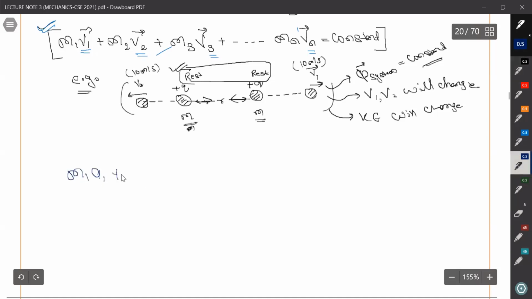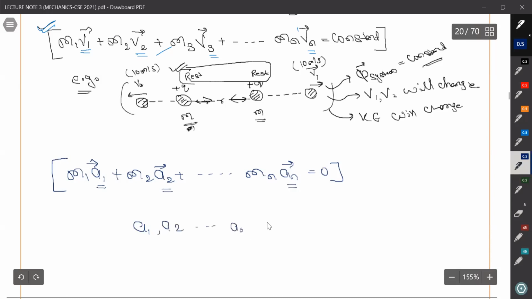M1 A1 plus M2 A2 and so on, Mn An is 0. Yes. But these individual A1, A2, up to An may vary. Not vary, may not be 0. Okay. They need not be 0. This equation needs to be 0 because acceleration of center of mass is 0.